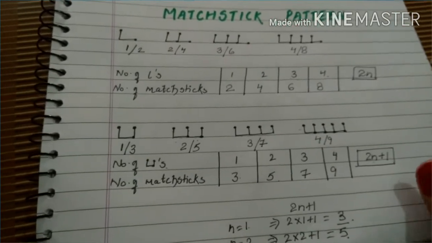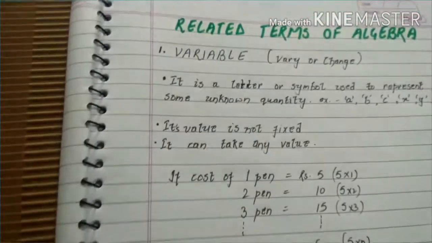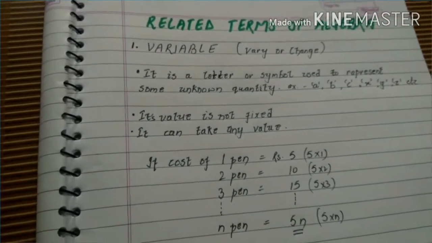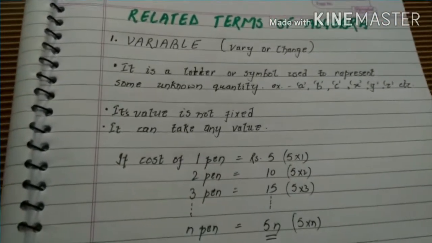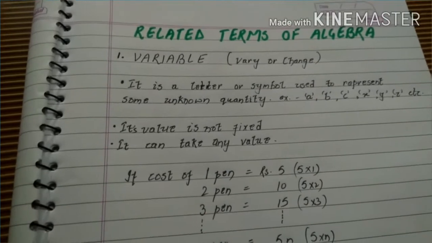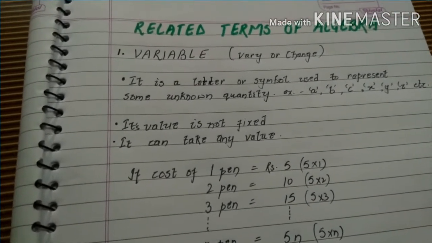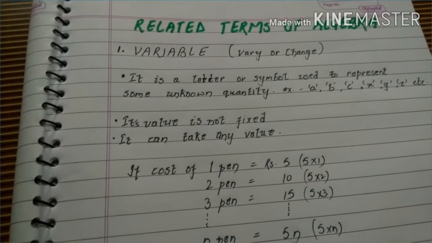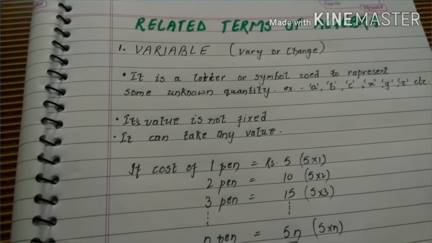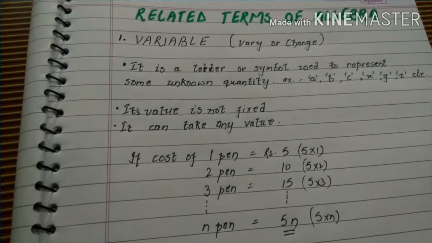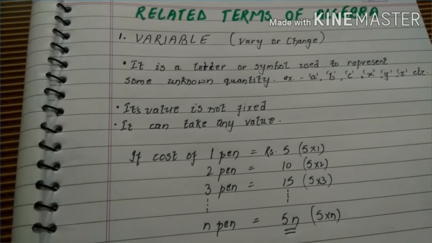Okay, so moving ahead, I'm going to explain a few related terms of algebra. The basic terms which we have to understand and learn in the chapter algebra. First is variable.